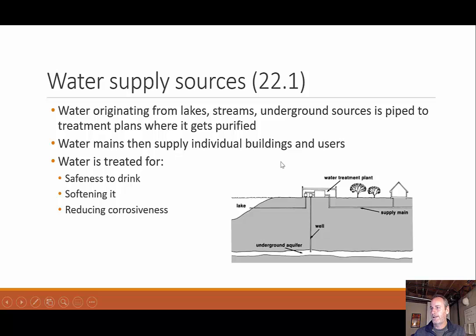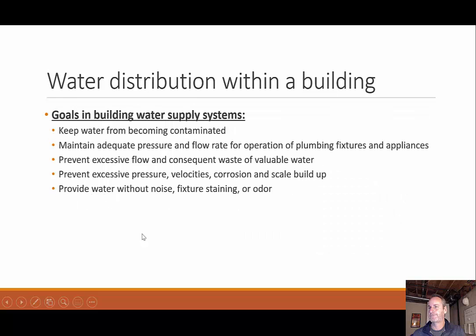Water main, supply it for individual buildings and users. We treat it for safeness, and we can soften it. Softening the water is removing some of the calcium, iron, and other minerals that are not very conducive to taste or for the system in general. We also want to reduce the corrosiveness. Same idea. We don't want the water to have any minerals that will affect the corrosive properties of plumbing within the structures or the distribution system.